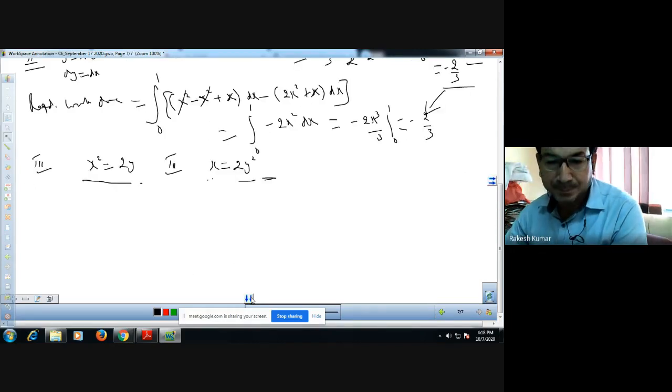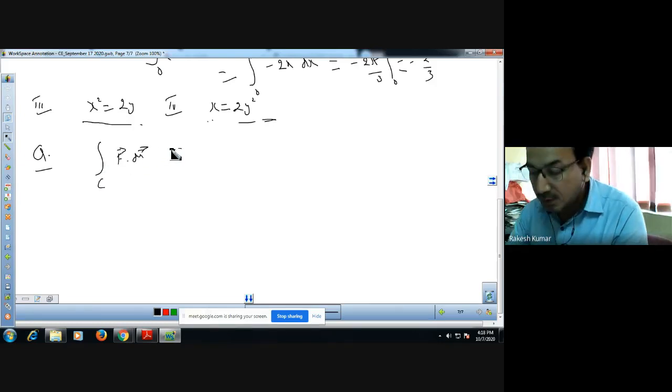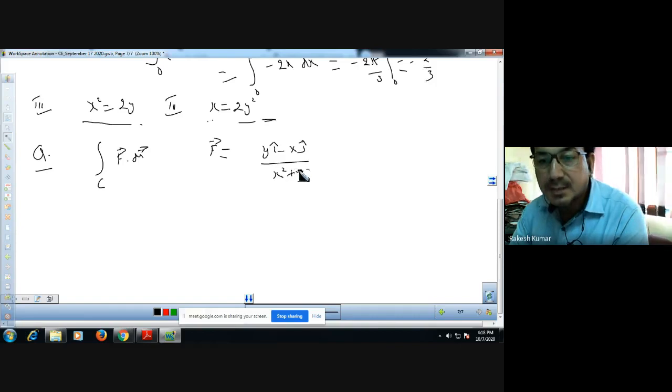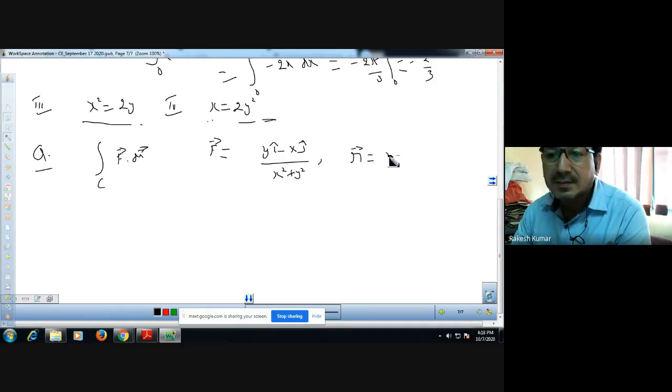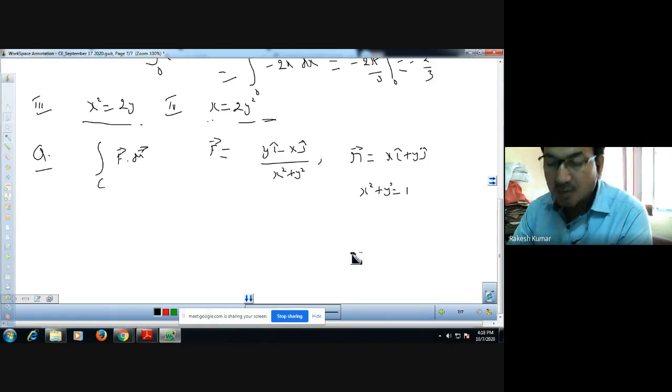Now, we have another question, and they are saying compute the integral along C of f dot dr, and what is given to us is the vector f, given by i cap minus x j cap upon x square plus y square. This is given to us, and you know that vector r is always the standard xi plus yj. And what is C? Where C is the circle. The equation of the circle is given and it is traversed counterclockwise. So it is given to us that it is in the counterclockwise direction.